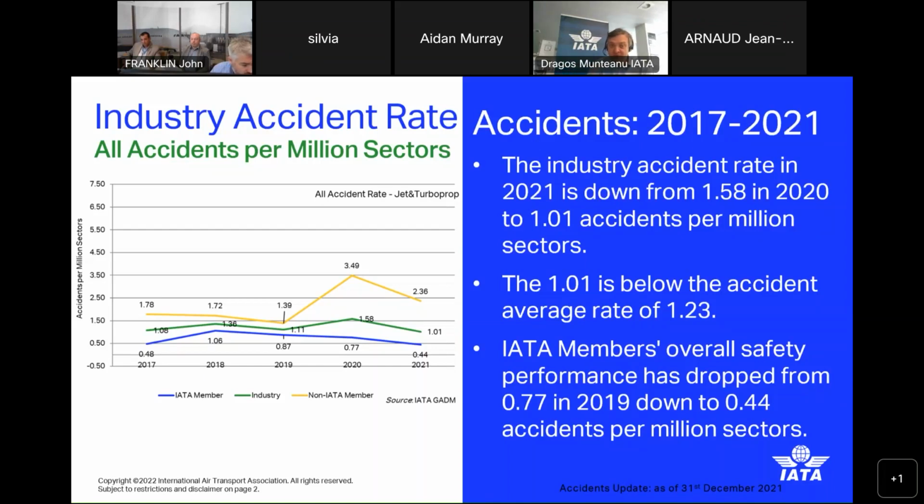IATA members performed significantly better for various reasons. I'm not going to insist here. EASA is one of them, but not only. And then we see that now in 2021, the situation starts to improve on all graphs. Basically, the industry is continuously performing better and still improving its safety performance. Thank you. Let's go to the next slide.